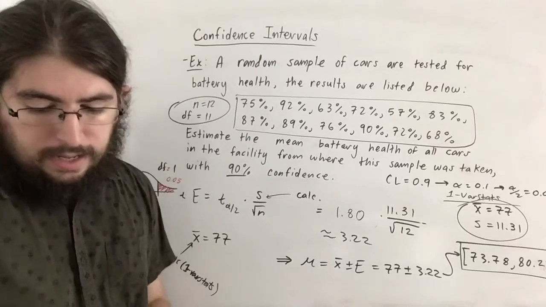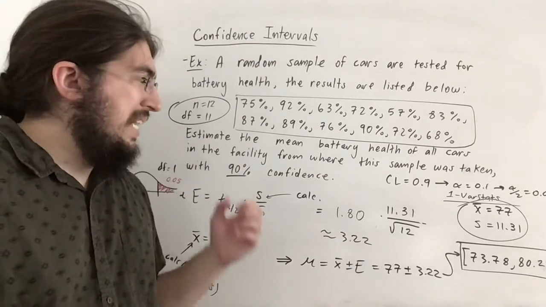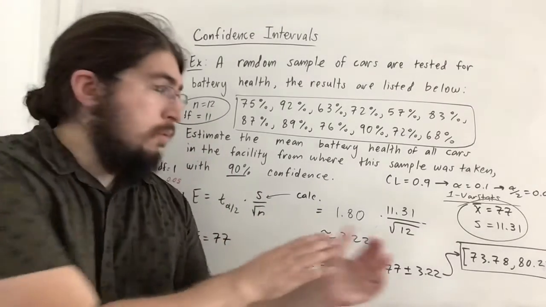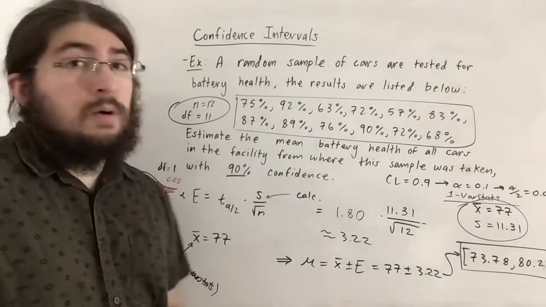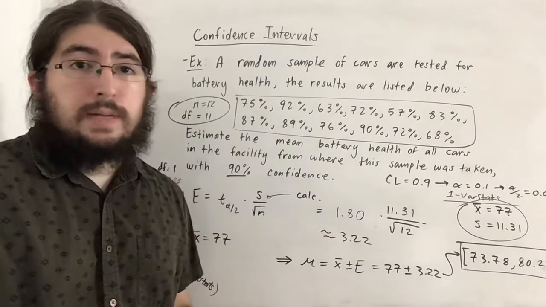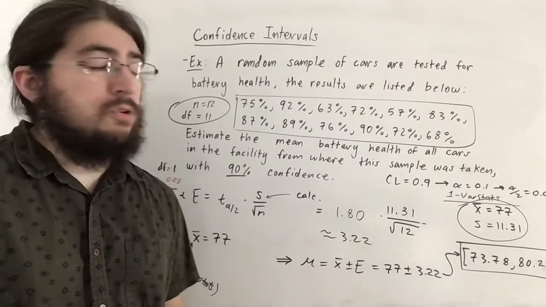But one afterthought I want to say, one thing I would like to say to conclude this, is that the more confident we are, the more spread out these values ought to be. And that makes sense, because we can be 100% sure that the mean is going to be somewhere between negative infinity and infinity. I mean, it sounds ridiculous, but it's certainly true.